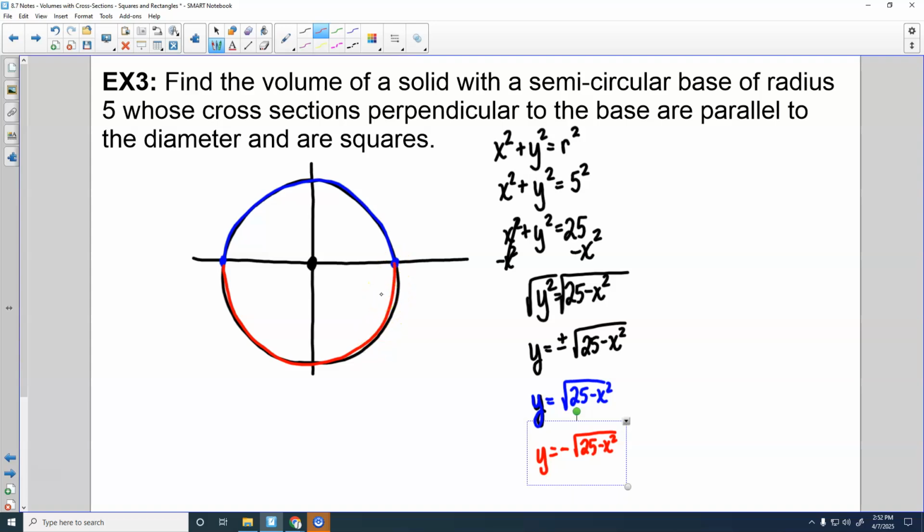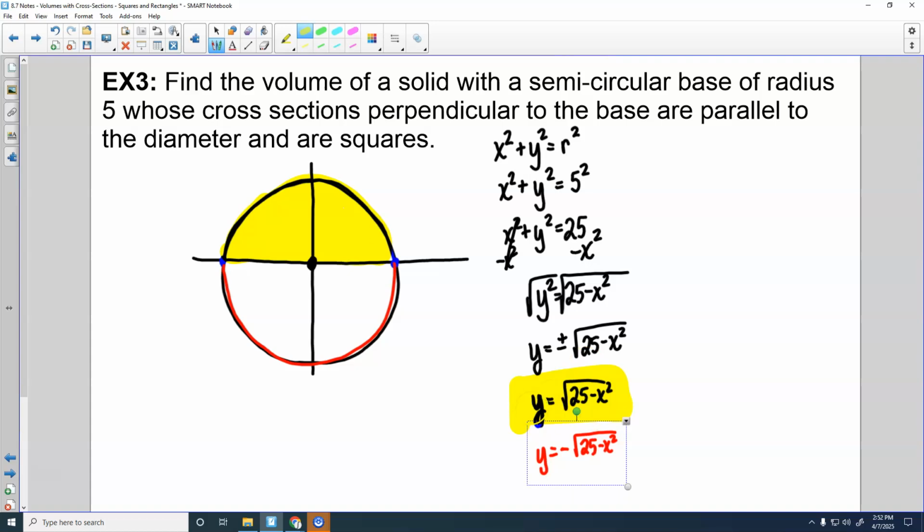In this case, does it matter whether we use top half or bottom half? It does not. I would definitely choose top half because there's no sense in doing a problem that has an extra negative that you don't need to deal with. So I would choose the top half of this circle right here, which is this equation.